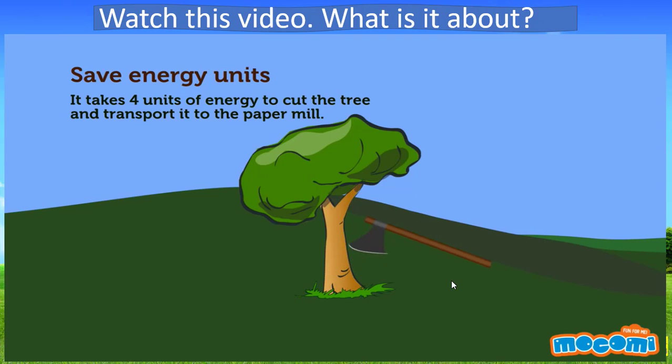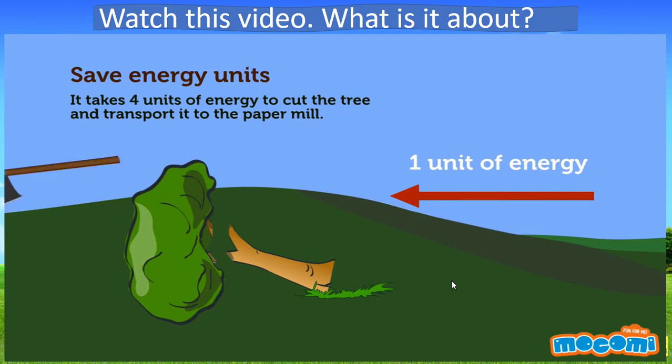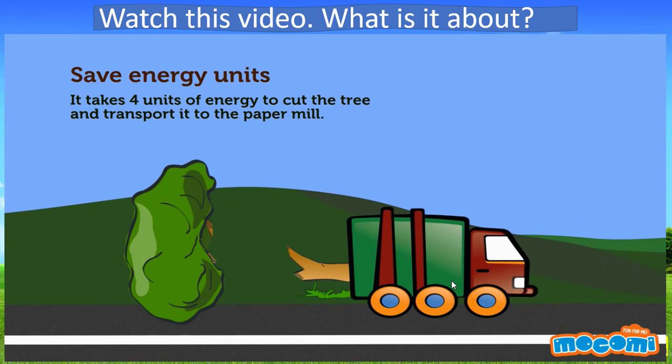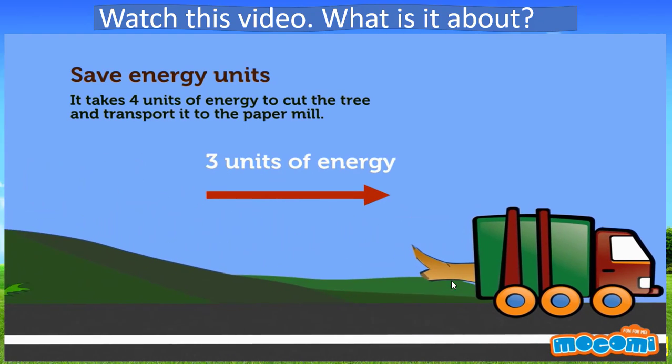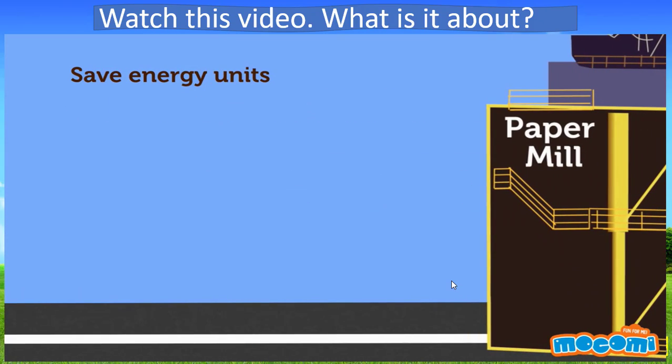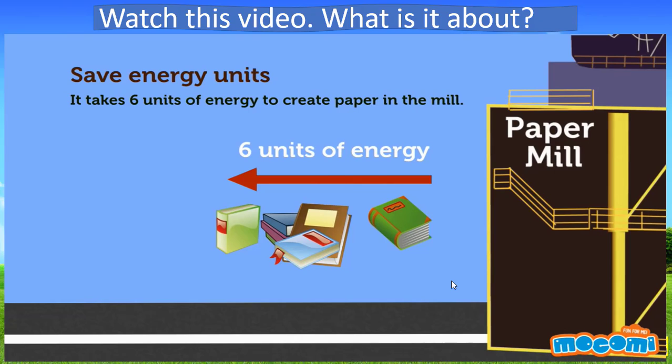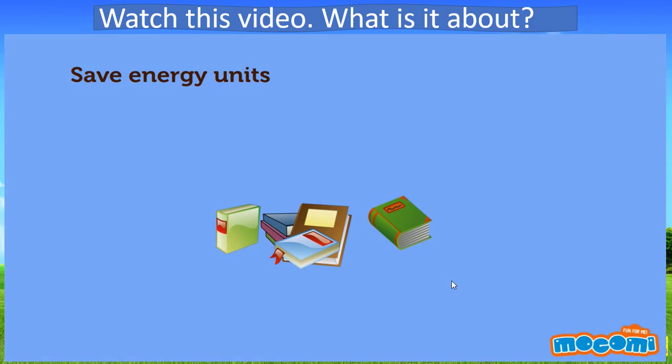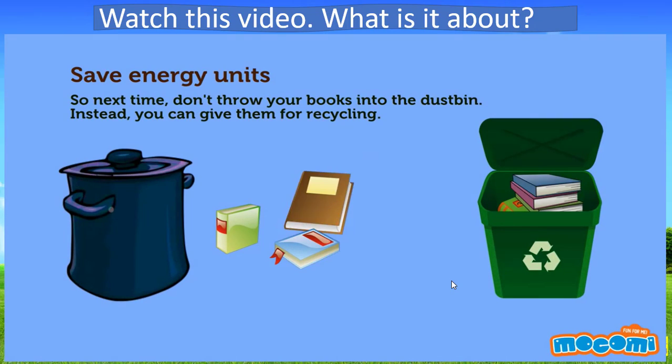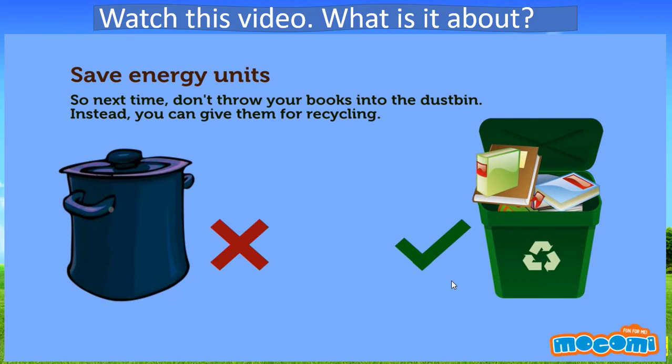It takes 4 units of energy to cut the tree and transport it to the paper mill. It takes 6 units of energy to create paper in the mill. So next time, don't throw your books into the dustbin. Instead, you can give them for recycling and save our plants and energy.